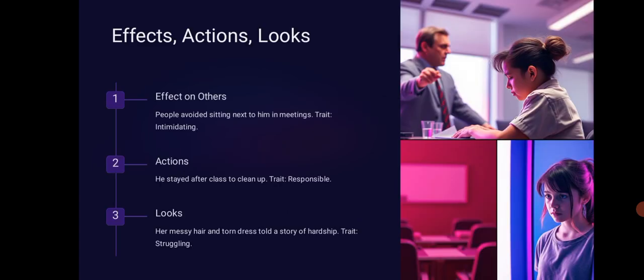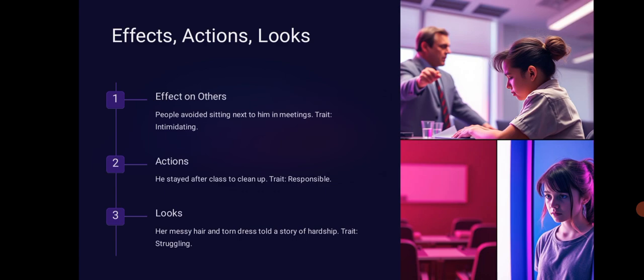Then the next one, I combine effect, actions, and looks. So effects on others. People avoided sitting next to him in meetings. What trait is that? It could be intimidating. Somebody who is intimidating, people don't usually want to sit next to you. It could be other things. It could be selfishness. It could be that because you are too good and the bosses or leaders like you, people don't want to sit beside you. Like I said, identification of the trait will vary. This is subjective, so it will vary. But I came out with a trait of intimidating.